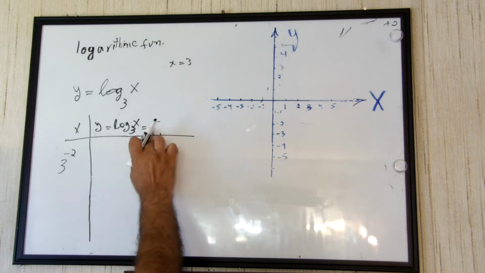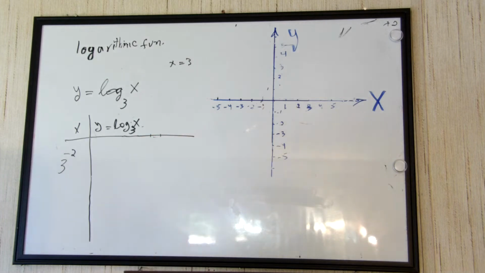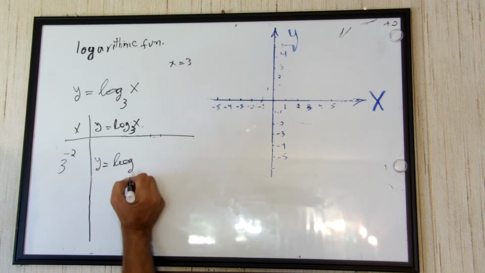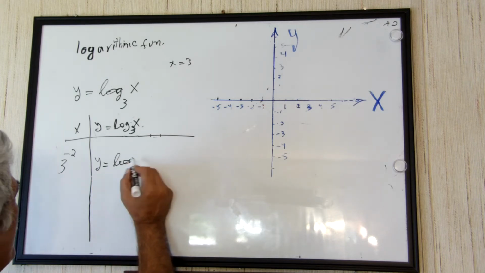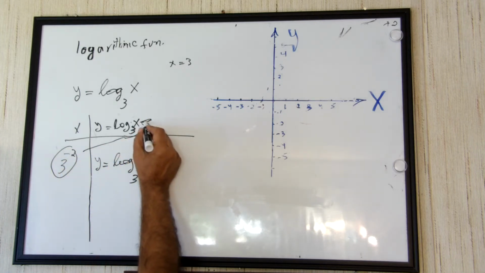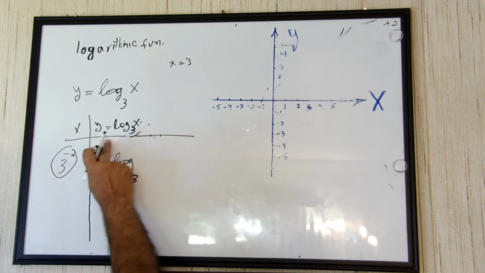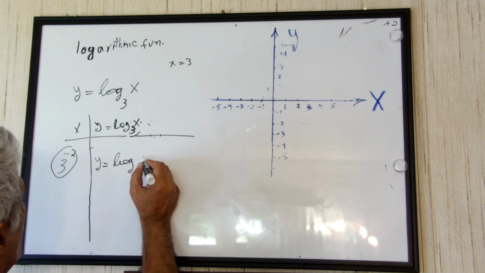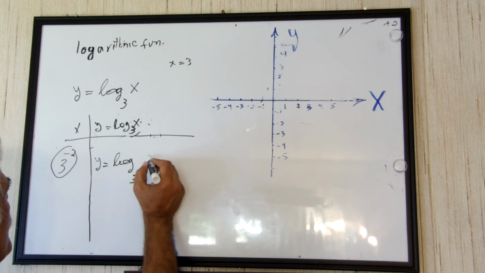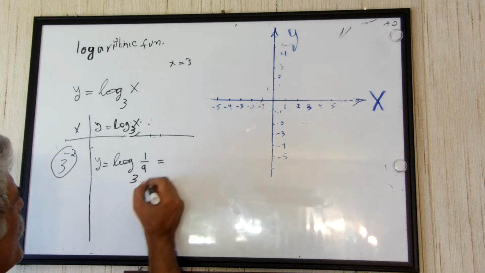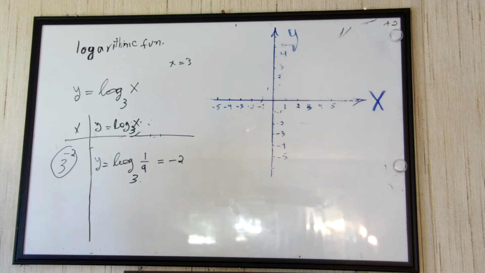So x is 3 to the power of minus 2. What it means is y is log of 3 to the power of minus 2. If we put x there, x is going to be 3 to the power of minus 2, which is 1 over 9. So the result is that 3 to the power of minus 2 is 1 over 9.